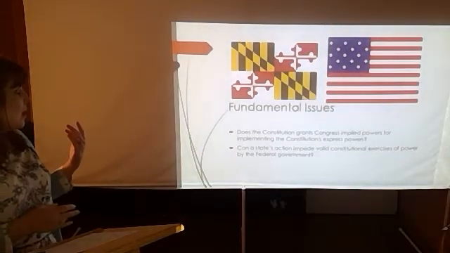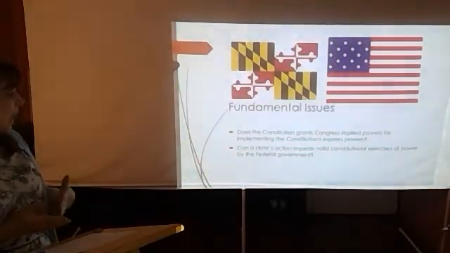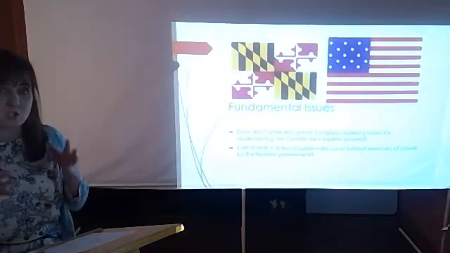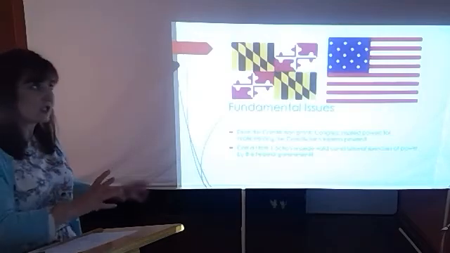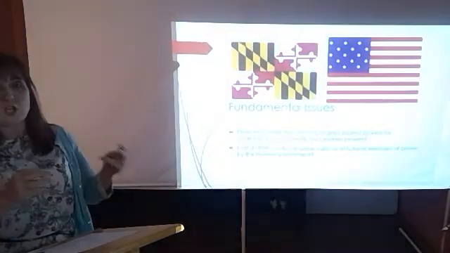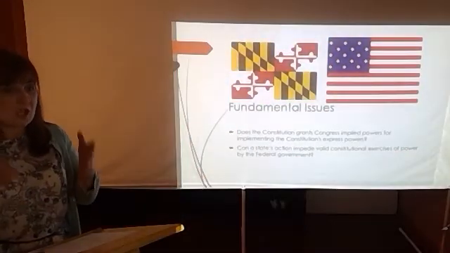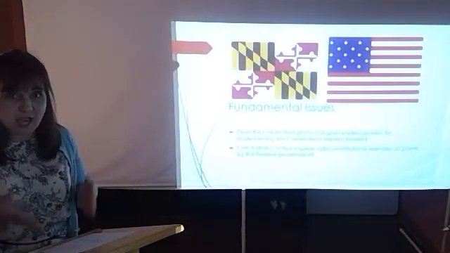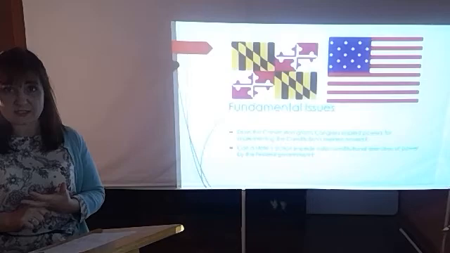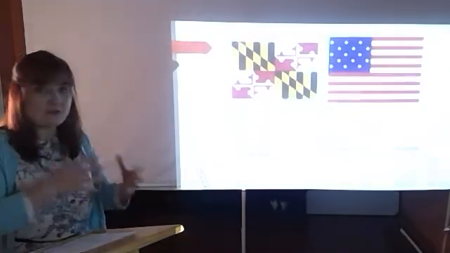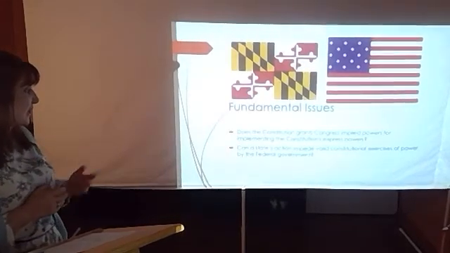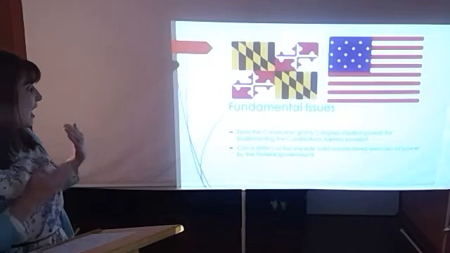So what's the fundamental issue? Did the Constitution grant Congress implied powers for implementing the Constitution's express powers? We've talked about implied and express powers. Express powers are those powers that are listed in the Constitution specifically. It specifically says Congress can do this, the president can do this. Implied powers are those powers that are necessary to carry out the express powers. So it may not be listed in the Constitution that Congress has the power to establish a national bank, but it is listed in the Constitution that Congress can coin money and can deal with financial issues for the United States. And Congress needs an avenue through which to carry out that responsibility. They said it was the U.S. Bank.